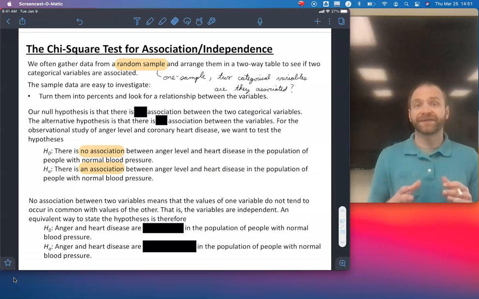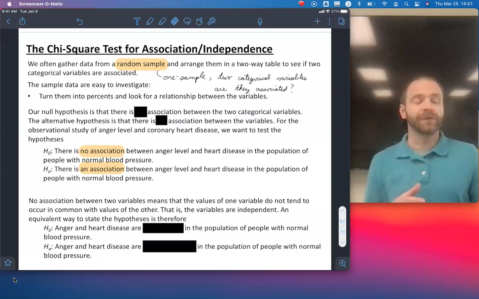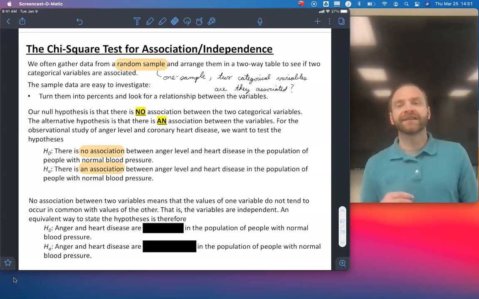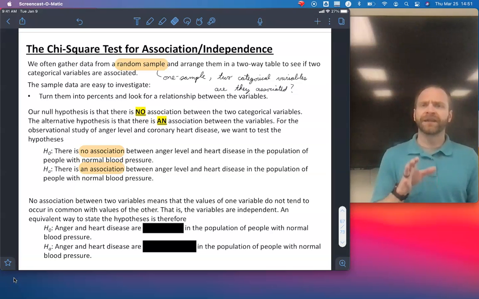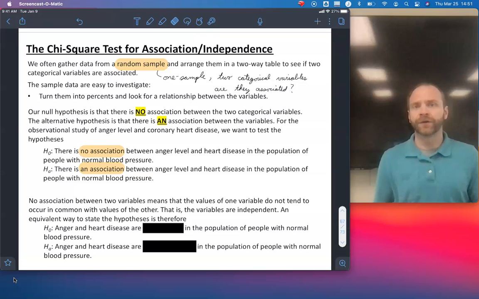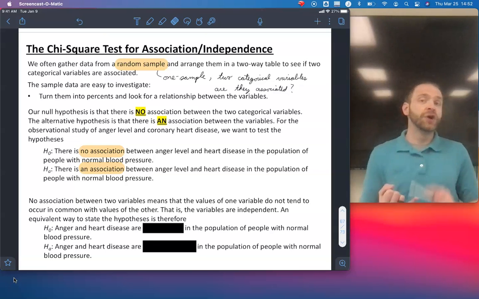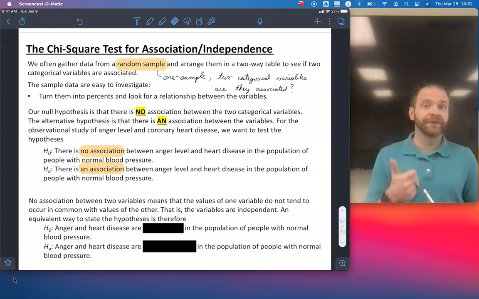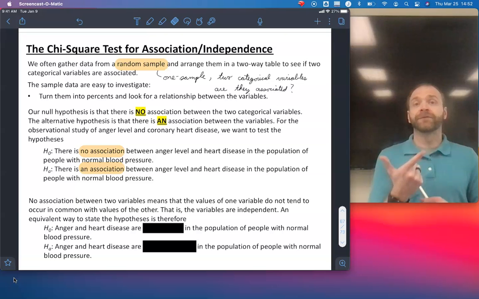Our null hypothesis and our alternative hypothesis follow the same general structure as what we're used to. But now we're going to say that there is no association between the two categorical variables for the null hypothesis, and that there is an association between the two categorical variables for the alternative hypothesis. So you can see right here an example of our null and alternative written in that form. There is no association between anger level and heart disease, the two categorical variables, in the population of people with normal blood pressure.